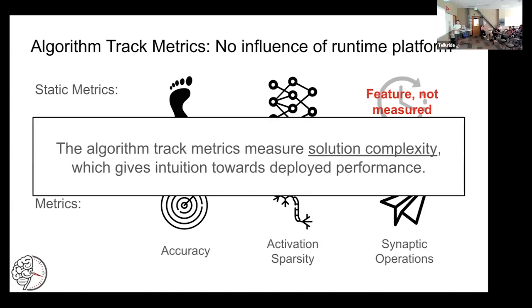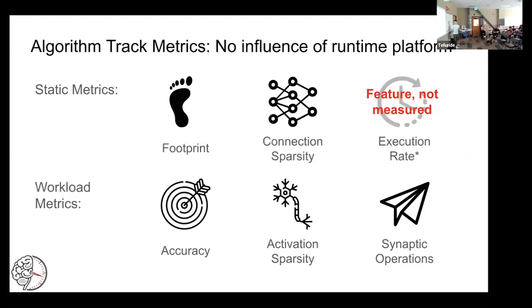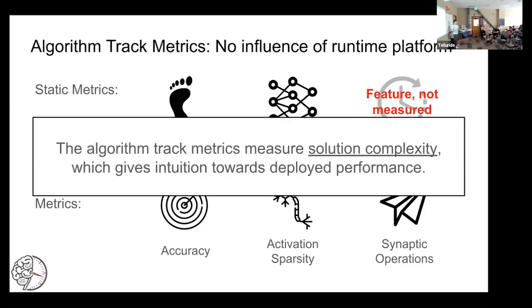All right. So like I said, the algorithm track metrics measure solution complexity, and this can give intuition towards deployed performance. Our hope is that by taking a look at these metrics, you might be able to say how effective this will be when deployed onto some type of hardware.